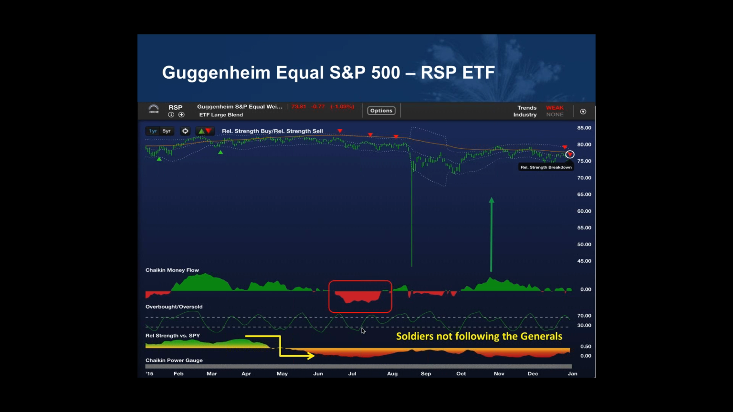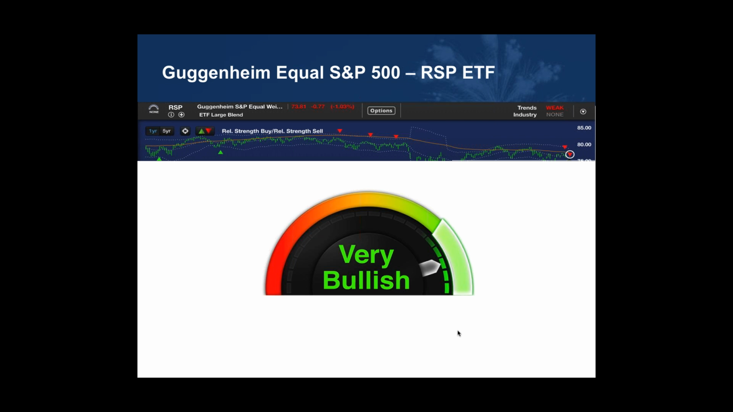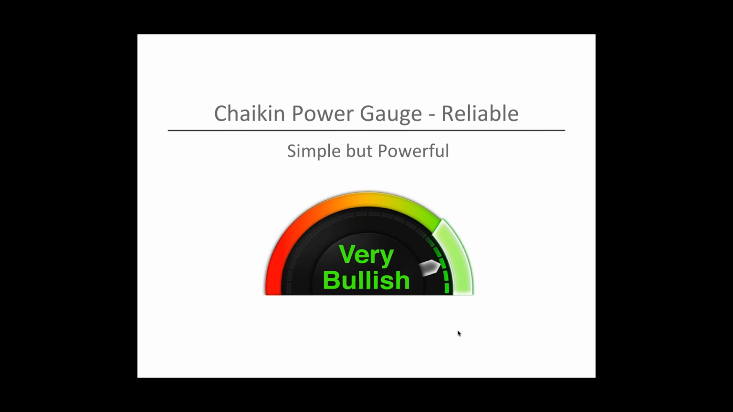And guess what happens? Since late April, the soldiers have not been following the generals. You cannot win a war if the foot soldiers are not in the battlefield following the generals. Now, how do we know that? Because in the S&P, except for the 50 large cap stocks that dominate it, the other 450 have been in their own mini bear markets, the energy components particularly. So until the foot soldiers start improving and this relative strength line turns green, the market yet again is going to have another reason to be unable to break through resistance.